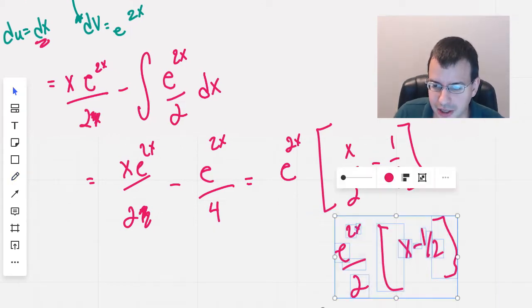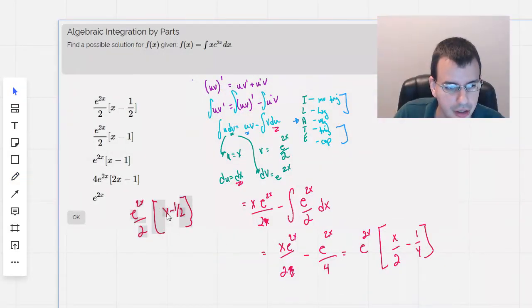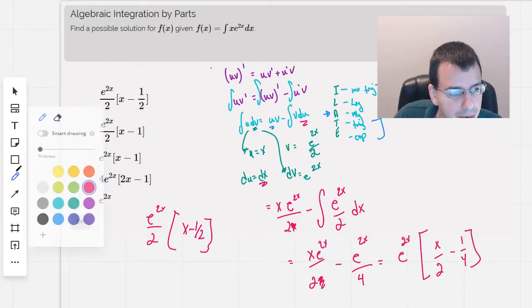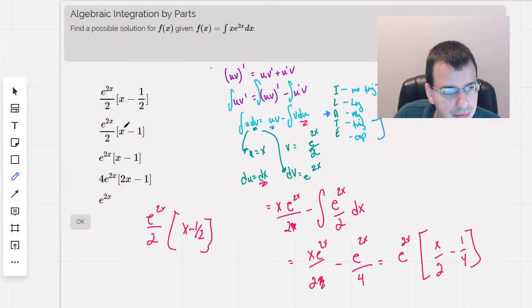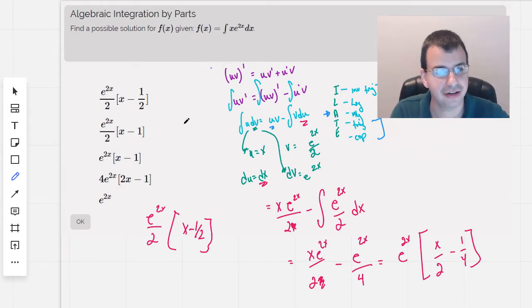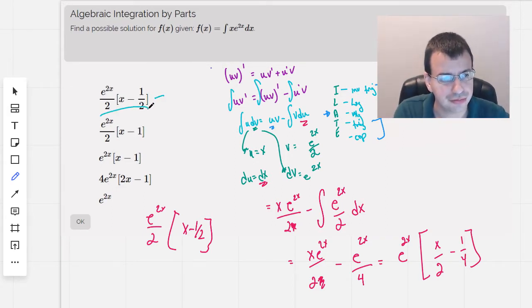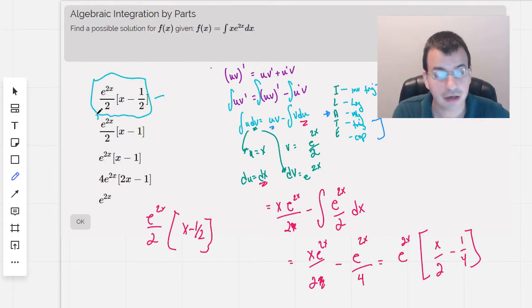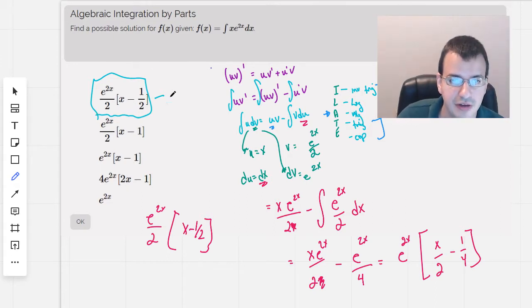Let's take a look and see if that is where we want to go. So we have possible options here. Ah, right here. This is it. So it'll be the first one. So our answer will be the first one. Find a possible solution, f of x, x e to the 2x.